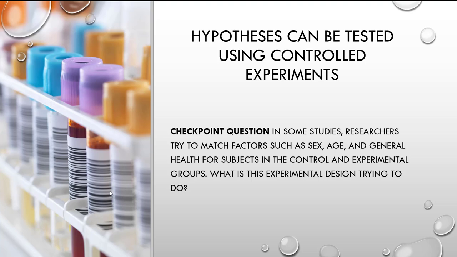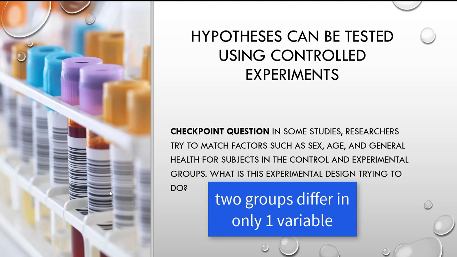Well, what are we trying to do? We're trying to ensure that we only have one variable that we're testing, right? So if we're trying to match factors such as sex, males and females, age, the 30 to 40-year-olds versus the 40 to 50-year-olds, and general health of subjects, we're trying to make sure that the groups differ in only one variable. That's going to create the best experimental design. So we want to make sure that we're controlling for all other factors if possible. We just want to have one variable.